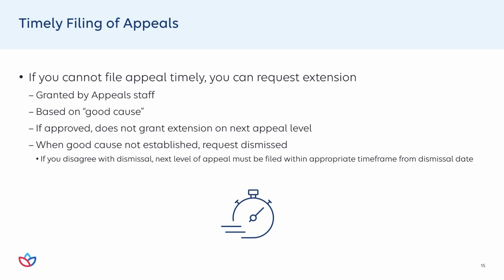We do also have an appeals calculator out on our website that you can use. There'll be a link to it at the end in the resources section of this presentation. That appeals calculator will help you, based on your level of appeal and the date that your decision was received on the prior level. It will tell you how long you have to submit your appeal, or what date you need to submit your appeal by.